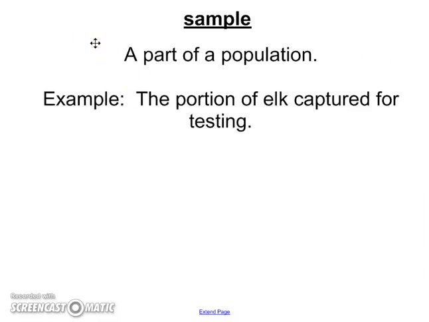So first of all, sample. Okay, sample is a part of a population. So in this particular case, it's the portion of elk that are captured for testing, because one of the things we have to understand is generally we cannot collect the entire population. We cannot usually survey an entire population because usually there are just too many. In this particular case, if we're talking about elk, it is literally impossible to capture all of the elk. So we have to do sampling. We have to just test a part of the population. Okay, so if we're taking a part of a population, we are taking a sample.